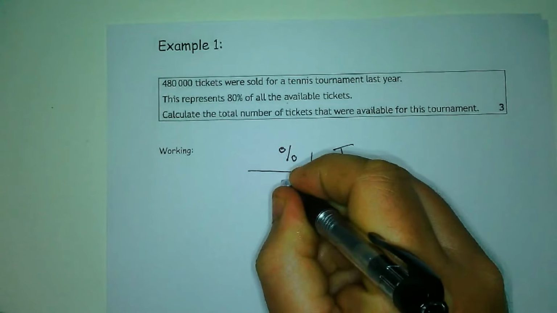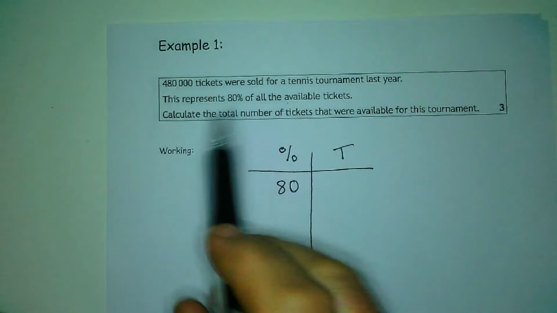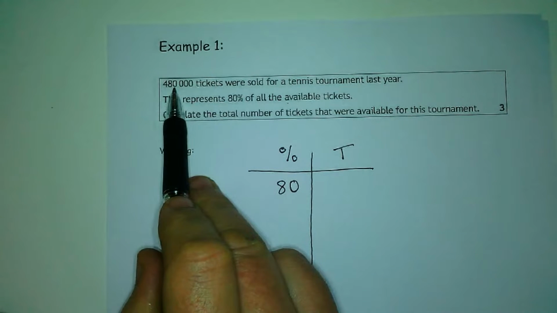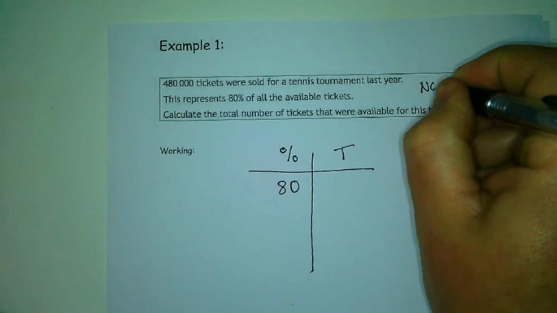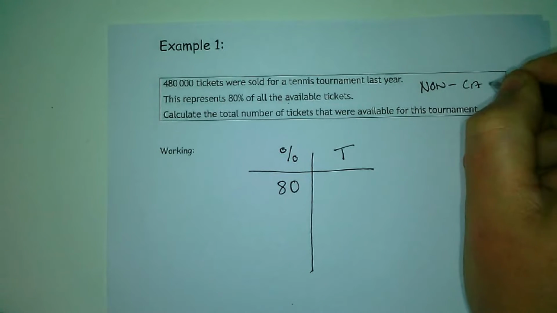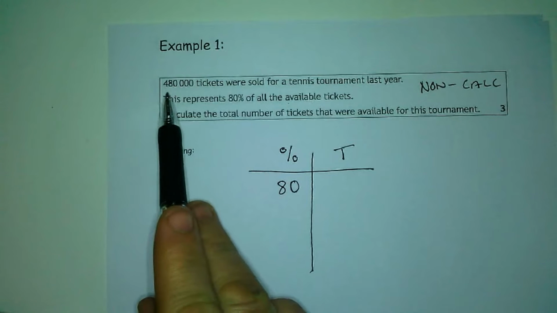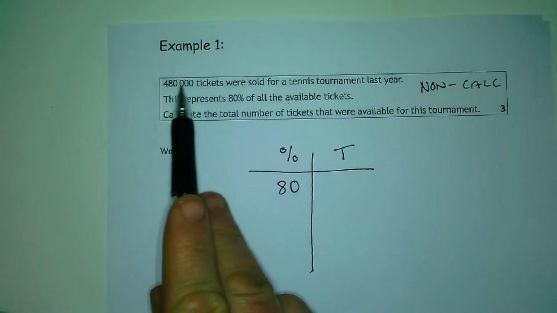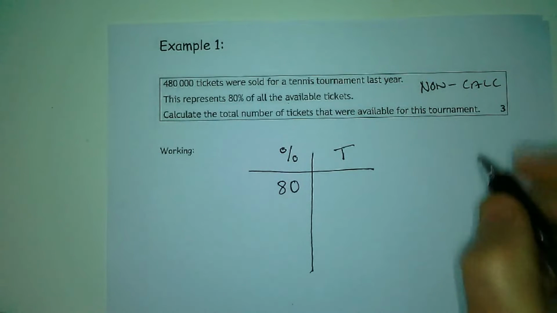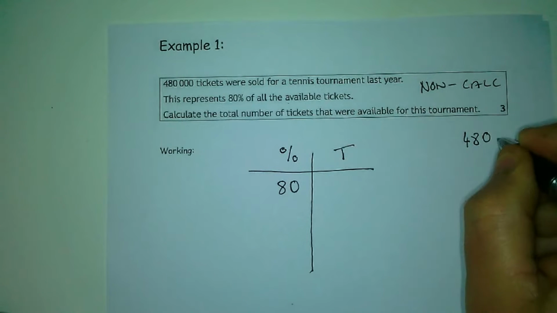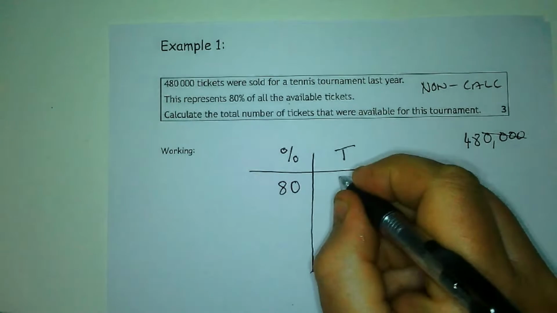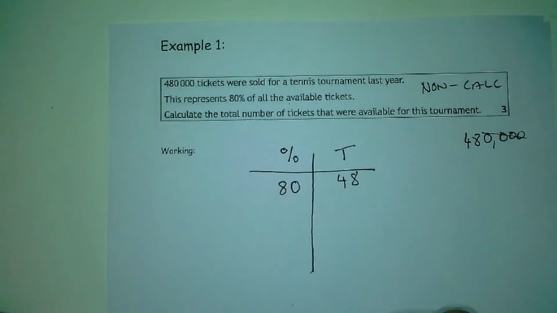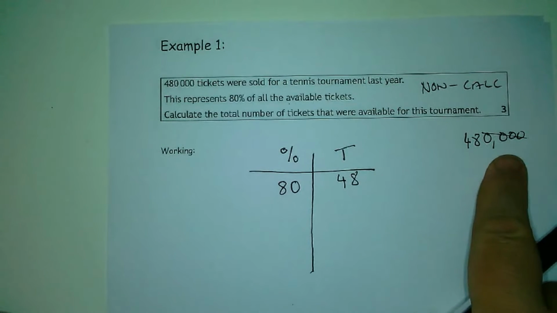Therefore, 80% is that number there. Now, this was a non-calc question. So what I'm going to do is I'm going to actually just drop off all those zeros. You'll see why in a second. So I've got 4, 8, 0, 0, and 0. I'm just going to drop them off and stick in, well, that means 48 tickets. Because what I'm going to do is I'll give them back at the end.